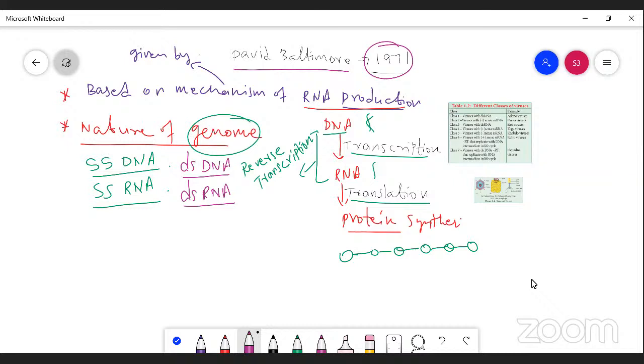Next, the use of reverse transcription. By this process, how is RNA formed? By the use of reverse transcription.